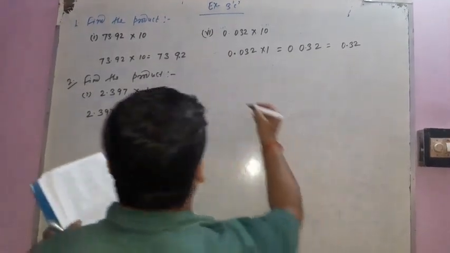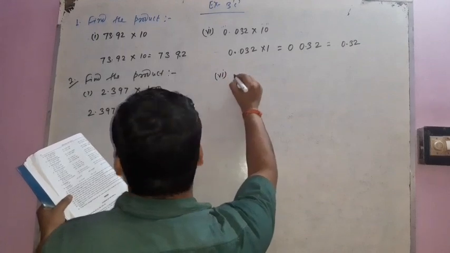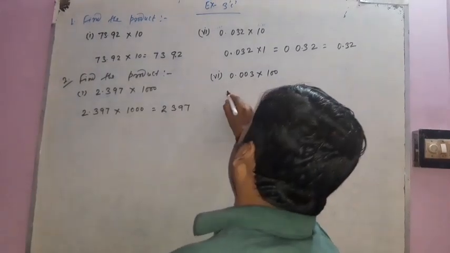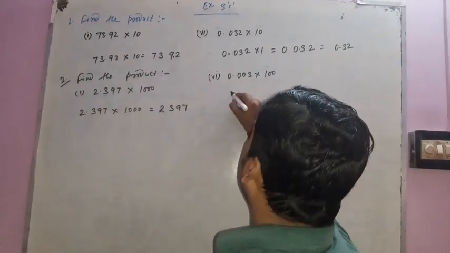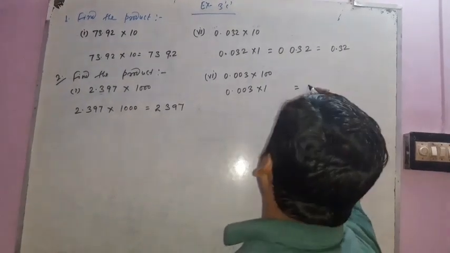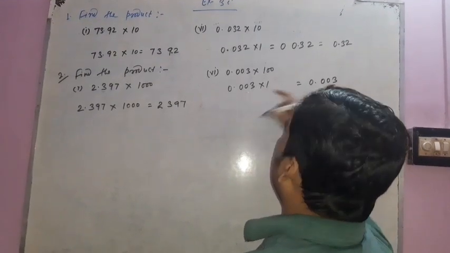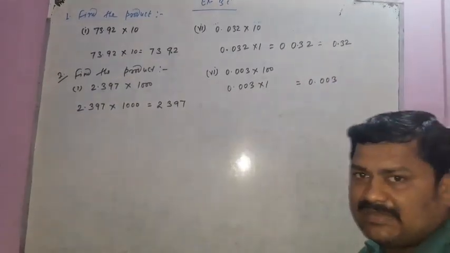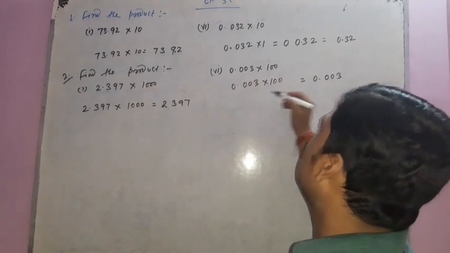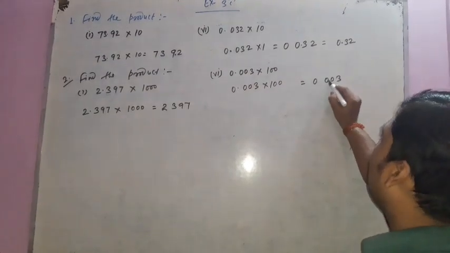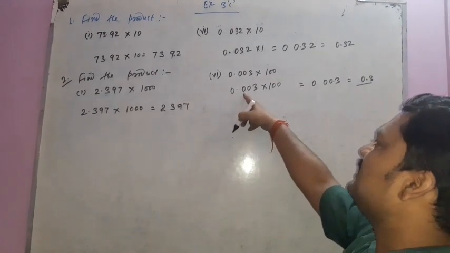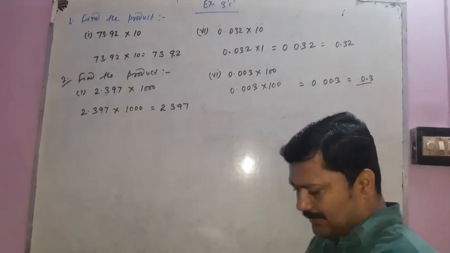Similarly, look at one more example here. Question number 6 of the second: 0.003 multiplied with 100. Now, first we have to do what? In the same way, 003 multiplied with 1. When this number is multiplied with 1, the result is the same, 003. Now how many zeros are present here? 2 zeros. So we have to put the decimal after 2 digits. Now we remove the decimal from here and put it after 2 digits. So the product is 0.3. The product of 0.003 into 100 is 0.3.